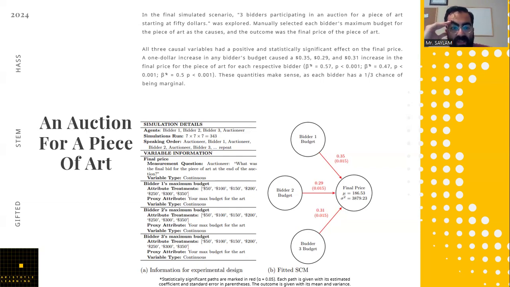All three causal variables had a positive and statistically significant effect on the final price. A $1 increase in any bidder's budget caused a $0.35, $0.29, and $0.31 increase, respectively, in the final price of the piece of art for each respective bidder. These quantities make sense as each bidder has a 1 in 3 chance of being marginal.